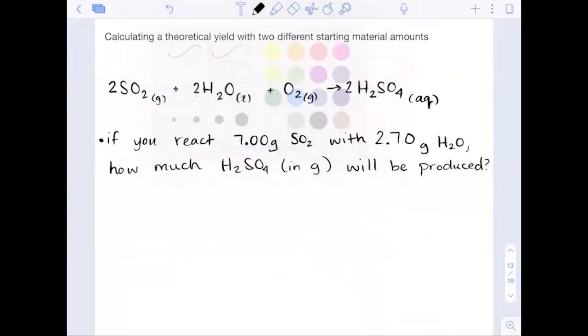Now, sometimes in a reaction, we'll see that we have 2 different starting material amounts. If you react 7 grams of SO2 with 2.7 grams of water, how much H2SO4 in grams will be produced? I like this reaction because it's something that's actually real life.